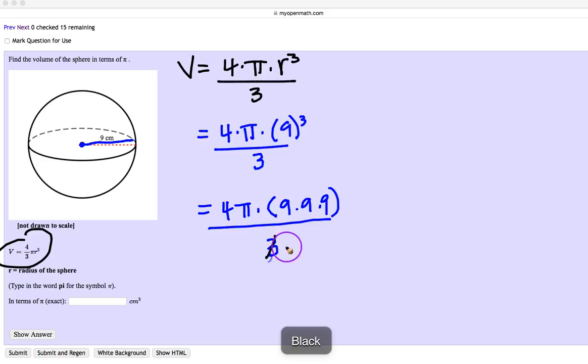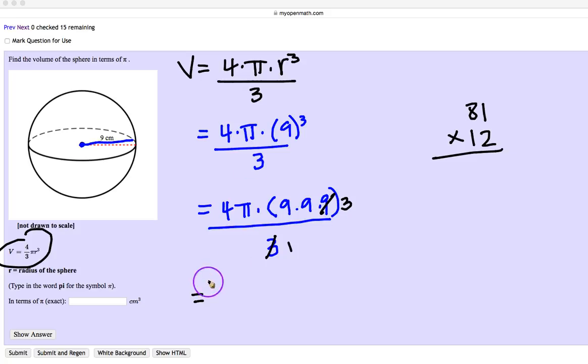3 divided by 3 is 1, 9 divided by 3 is 3, so it's just a matter of multiplying straight across now. I'm going to say 9 times 9 is 81, 4 times 3 is 12, so I'm just going to multiply that out real quick. 81 times 12 is 972, but don't forget about pi. It's still at the end of your answer.